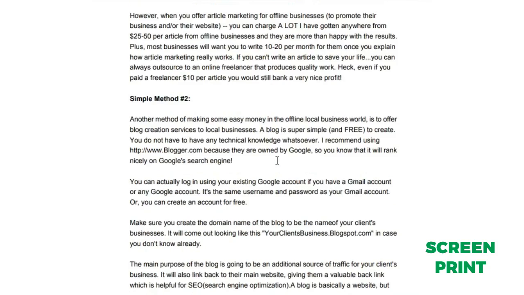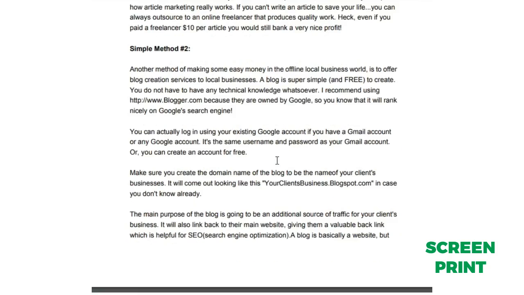So, simple method number two. Another method of making some easy money in the offline local business world is to offer blog creation services to local businesses. A blog is super simple and free to create. You don't have to have any technical knowledge whatsoever.